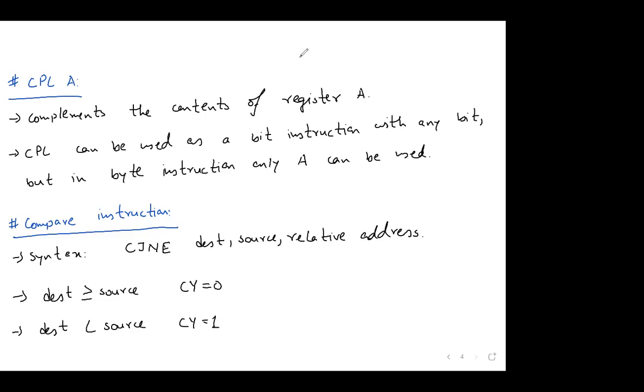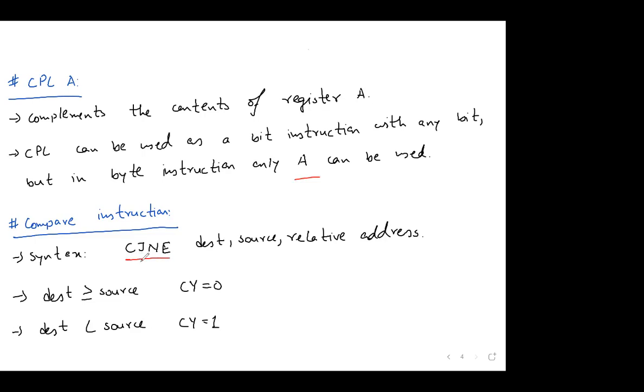Okay, now complement is very simple. It will complement the contents of register A. You can use CPL as a bit instruction with any operand which is bit sized, but if you want CPL to act as a byte instruction, then it will work only on the accumulator. All right. Now let us come to the compare instruction.